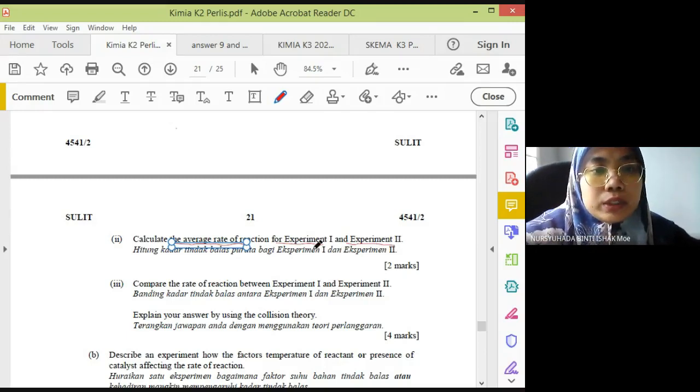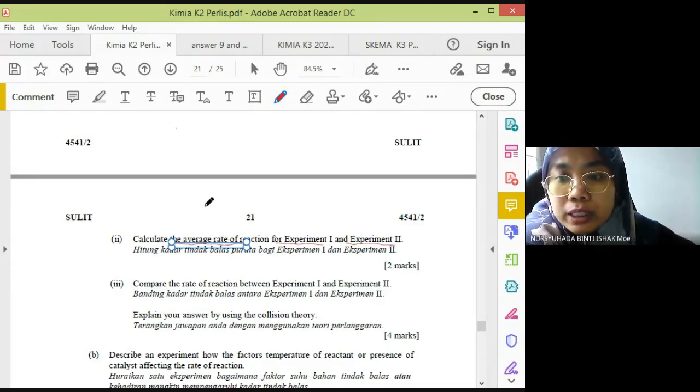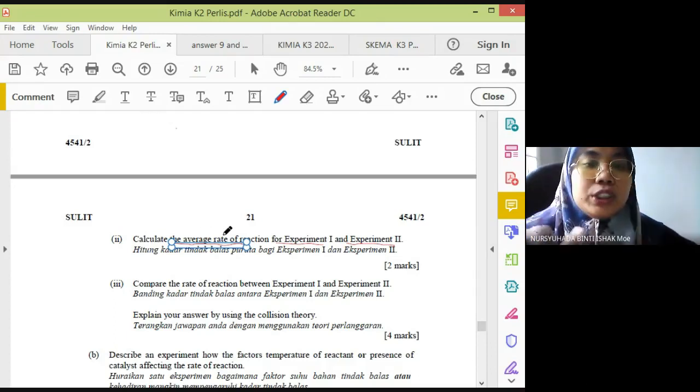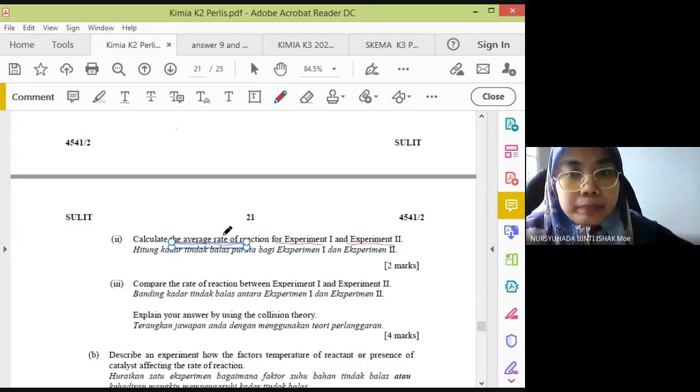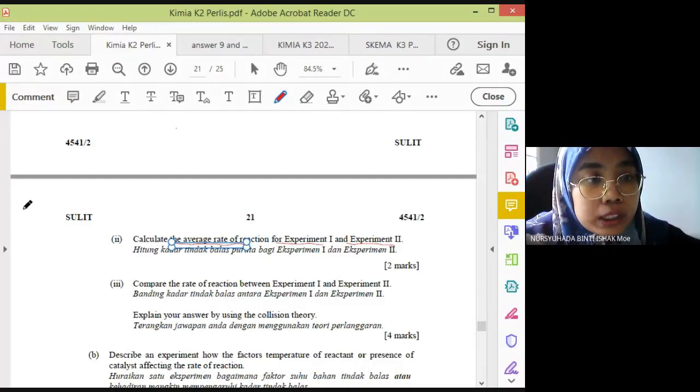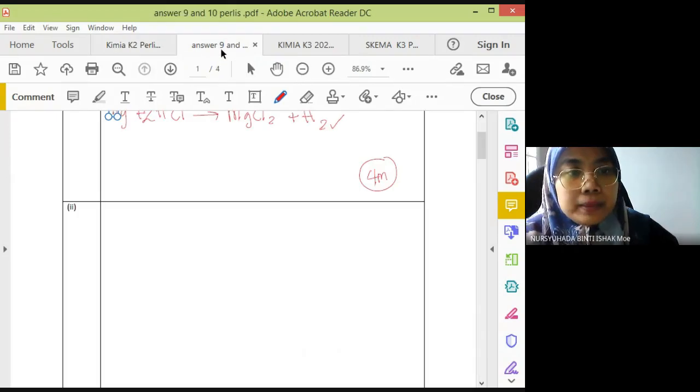Okay, what is the formula to calculate the average rate of reaction? Volume over time. Dalam case ni is volume of hydrogen gas collected over time. Tapi in general, to find the average rate of reaction is changes that occur the reactant or the product, ada dari segi volume ke mass over time. Okay, so ini kita punya formula yang kita guna is volume of hydrogen gas collected divided by time.